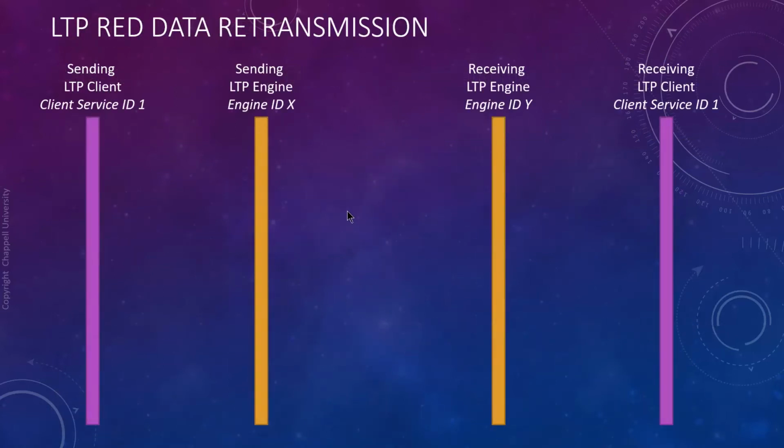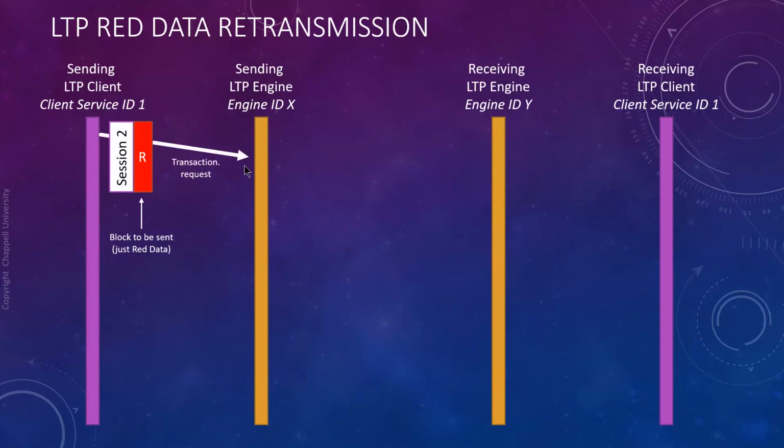So here's an example of a red data retransmission. If we lose a packet when we are sending red data only. Remember, we don't care if we lose a packet when we're sending green data; there's no retransmission capability. All right, so we are in session number 2. We have just red data. We send that down, bundle, we'll send it down to the LTP engine. The LTP engine will then send across.